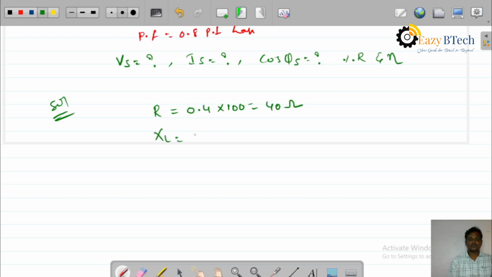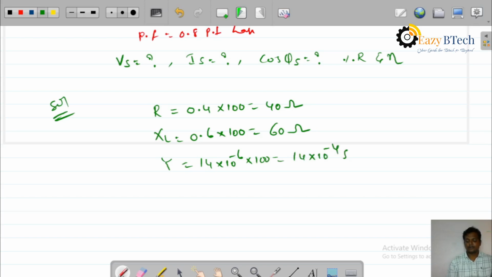XL equals 0.6 into 100, you get 60 ohm. Admittance equals 14 micro, 10 power minus 6 into 100, you get 14 into 10 power minus 4 Siemens. Okay, now the given VR is 33 kV, which means 33,000. It is single phase, so I need not convert to per phase. Already it is in per phase.